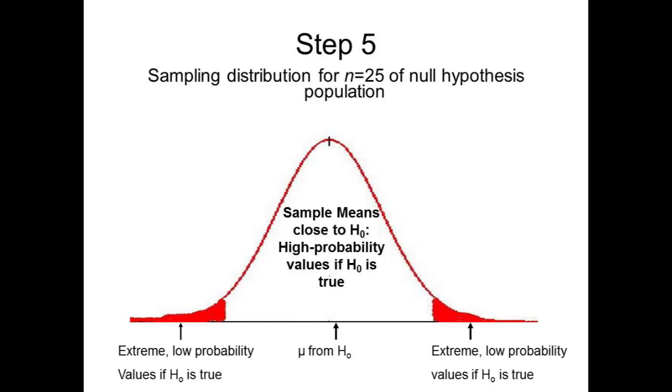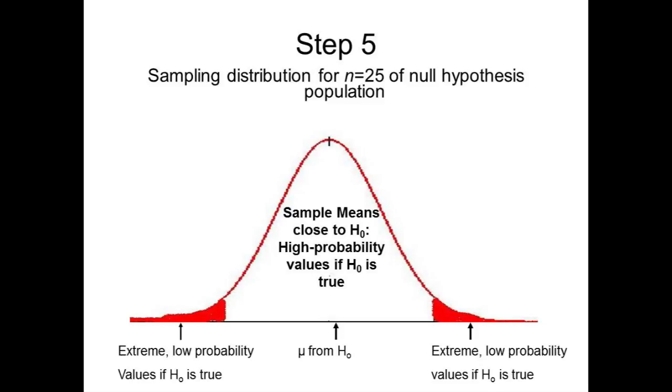So this is our hypothetical sampling distribution for IQ for samples of n equals 25 under the null hypothesis. And you remember our overall goal here is to see whether our mean is likely to have come from the same population as the null hypothesis. And we want to be able to say no. We want to be able to say that no, it's unlikely that this came from our null hypothesis population.